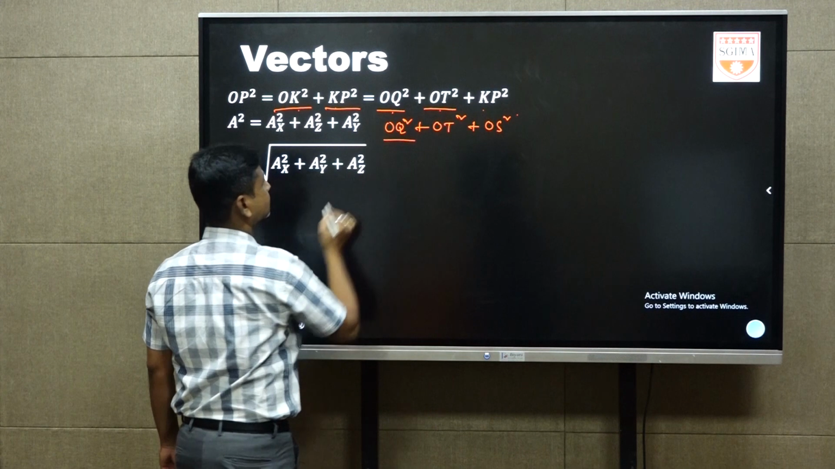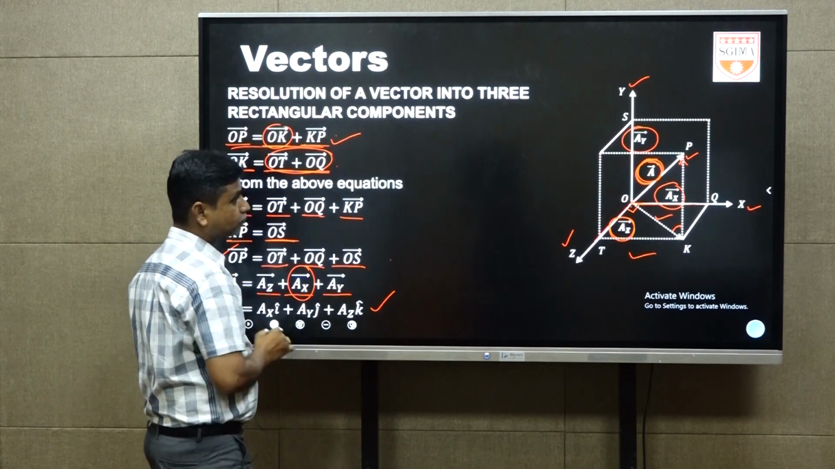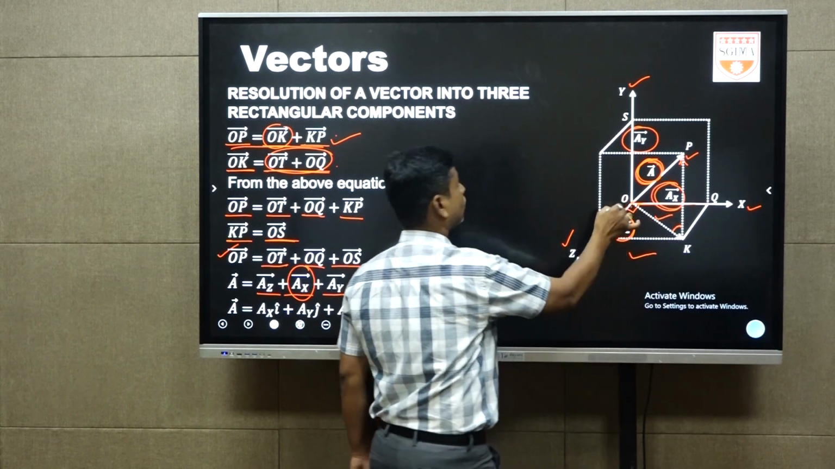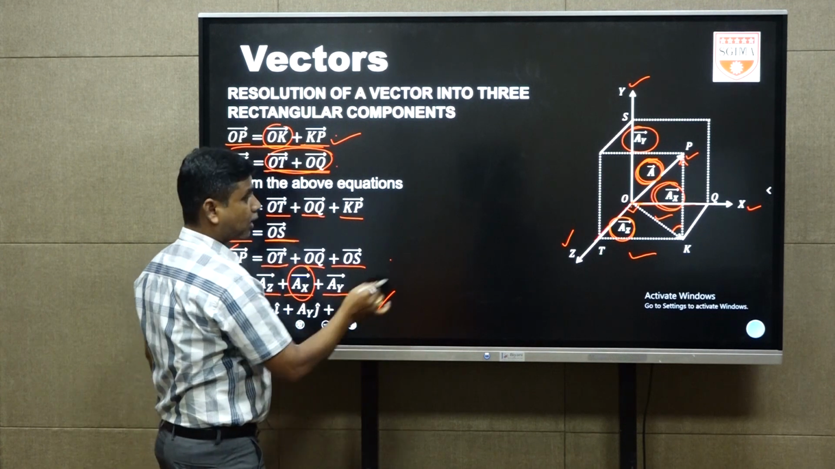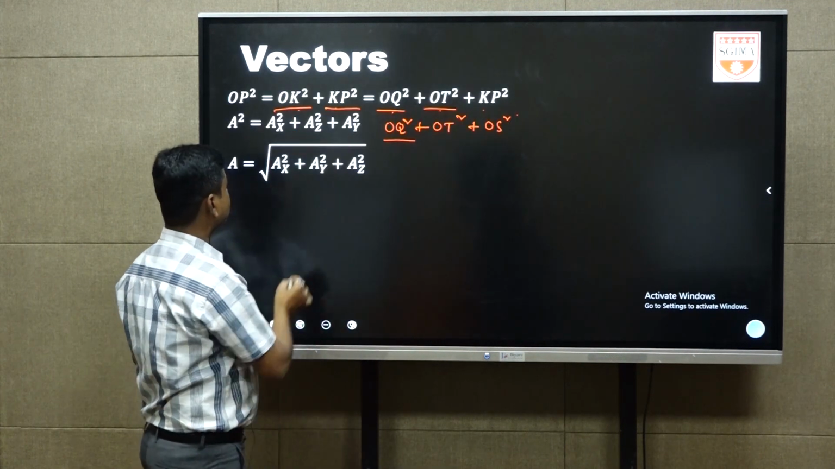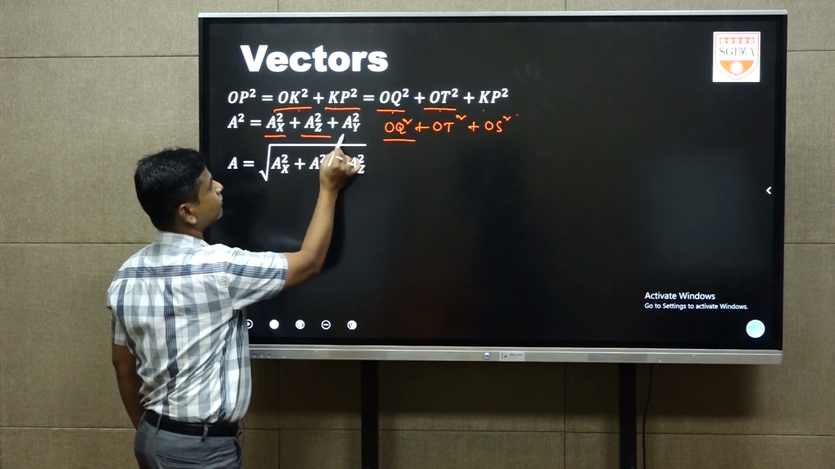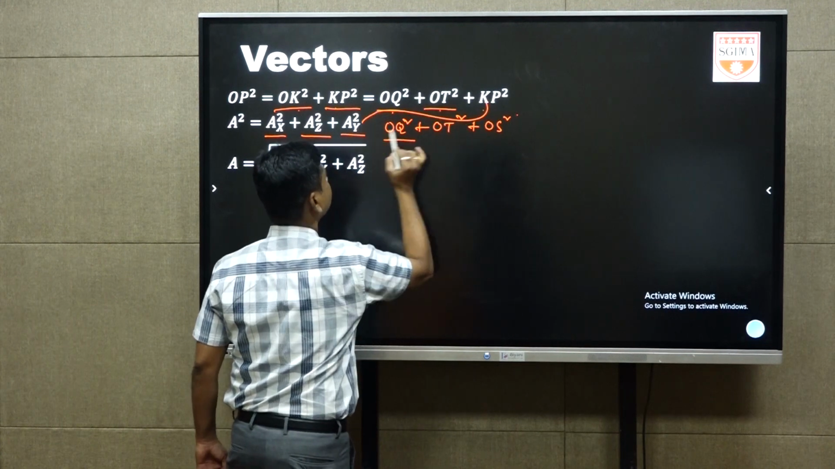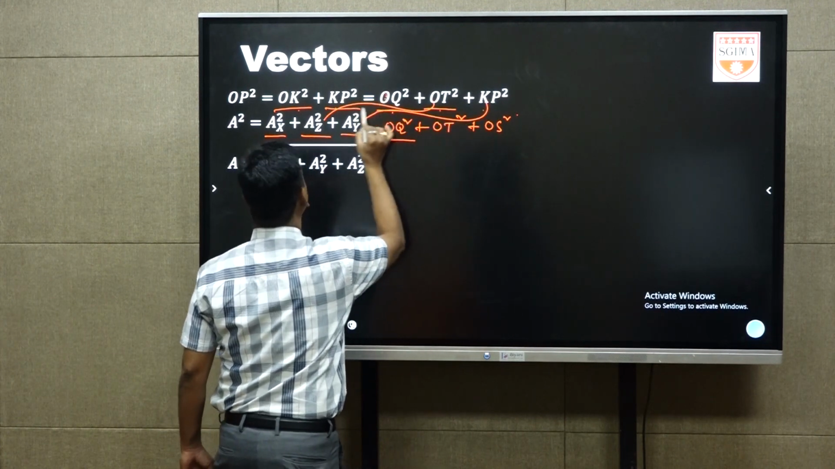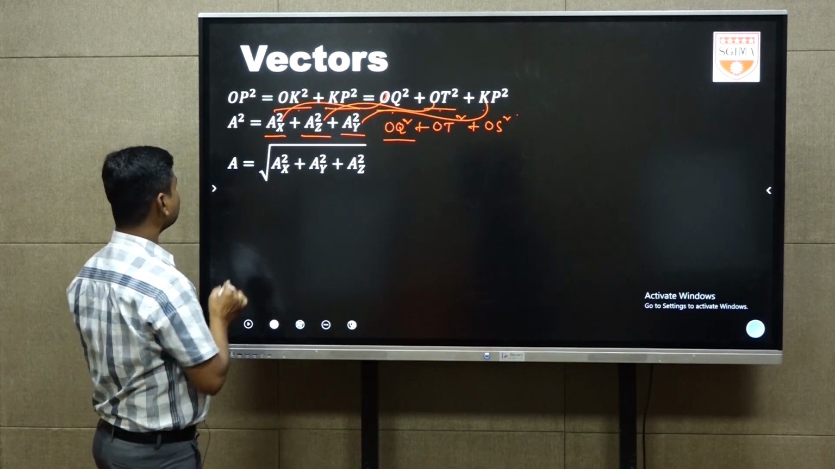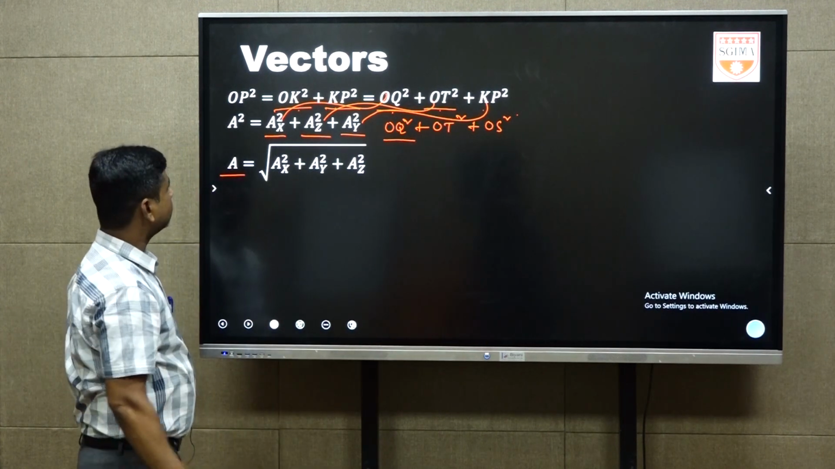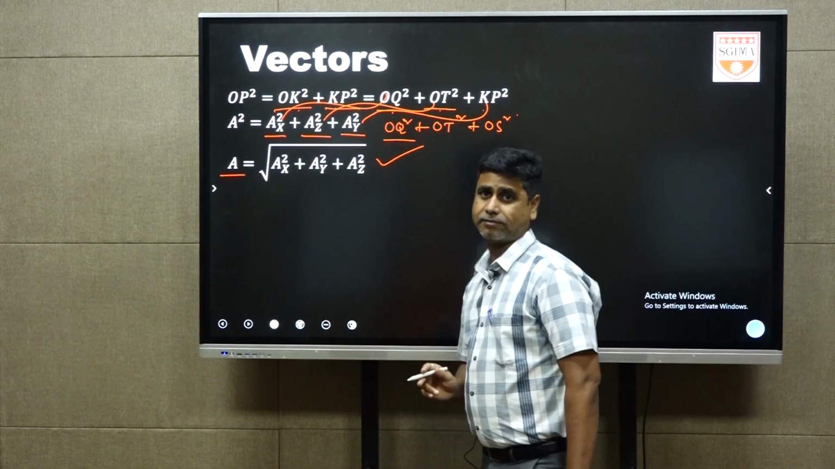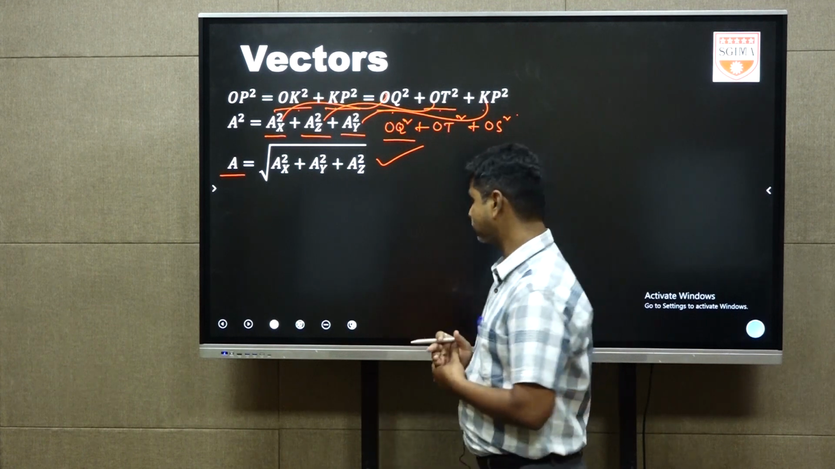But what is OQ? It is X. Along OQ, we have AX. Along OS, AY. Along OT, AZ. Those are substituted here: AX square plus AY square plus AZ square. Then actually this KP means AY, OT means AZ, OQ means AX. Then A equals under root AX square plus AY square plus AZ square. It is the magnitude of vector A in a three-dimensional coordinate system.